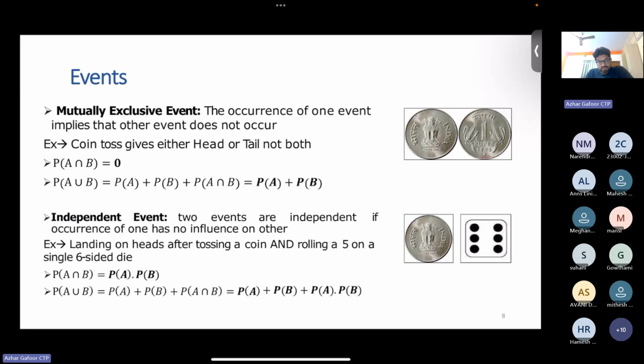So now let's see what is an independent event. Independent events are events in which the occurrence of one event does not have any influence on the other, like the probability does not change.